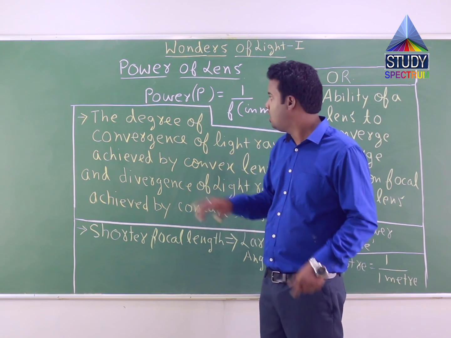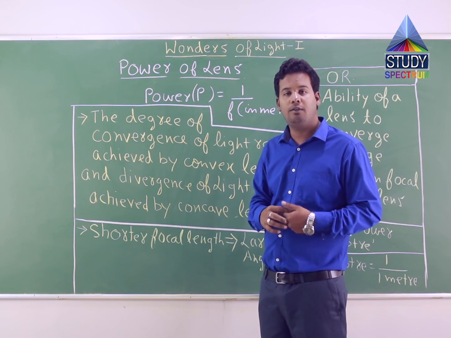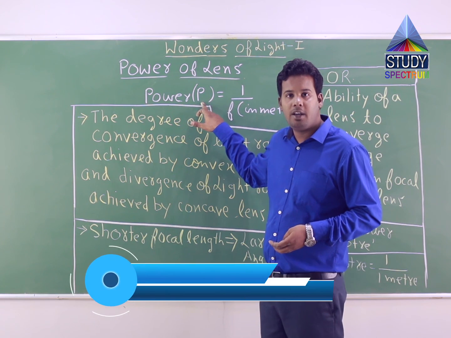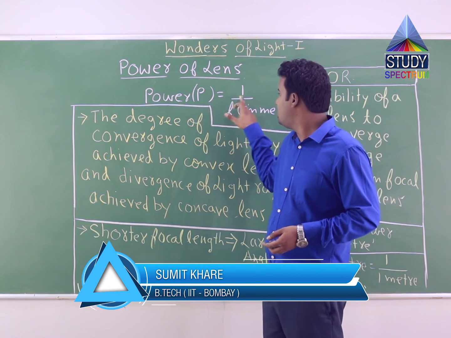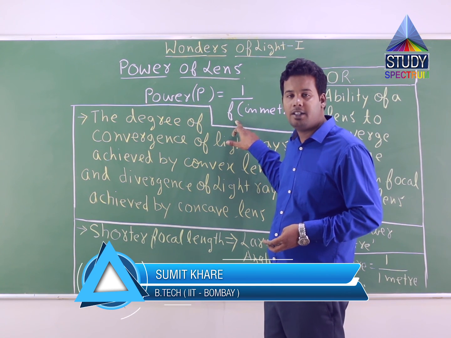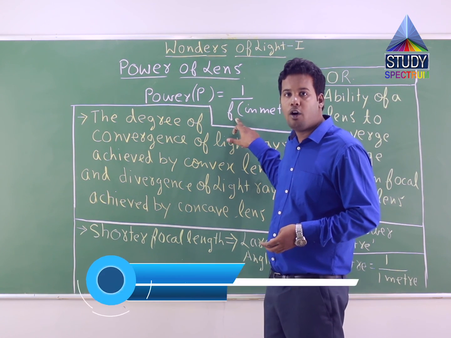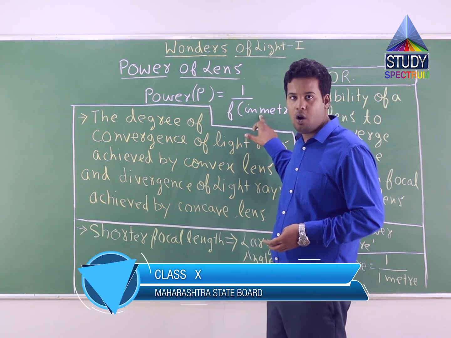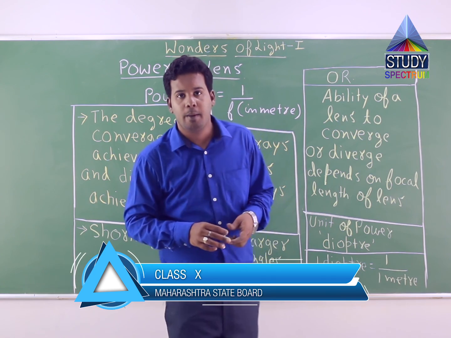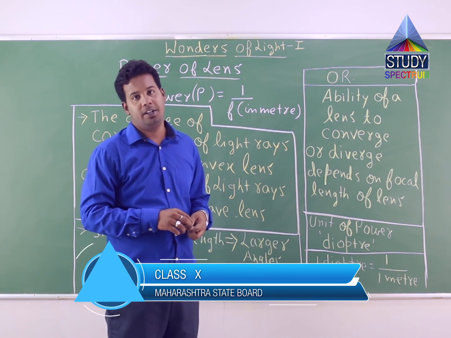And the relation between power and the focal length of a lens is: power, which can be symbolized by P, is equal to 1 by F. The only thing to be noted is that the unit of focal length should be in meters. P is equal to 1 by F, where F is the focal length of the lens, but the focal length should be in meters.